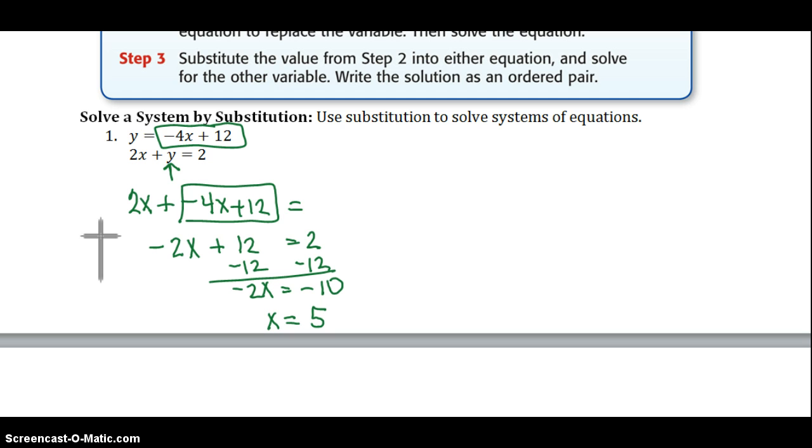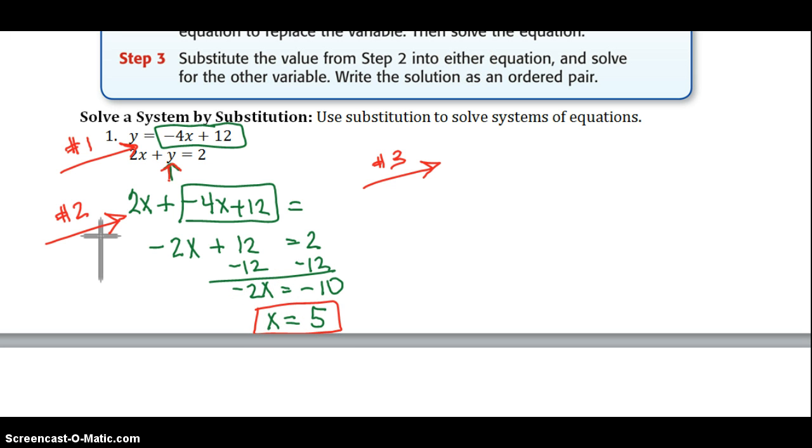All right, so let's review. Step number 1 was taken care of in the original problem where we isolated one of the variables. Step number 2 we took care of here where we substituted in place of the y that was in the second equation. We substituted the y value from the first equation. And now we're ready for step number 3. Step number 3 says substitute the value from step 2. Well, what was that value? That was x equals 5.